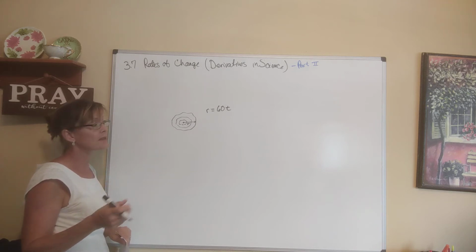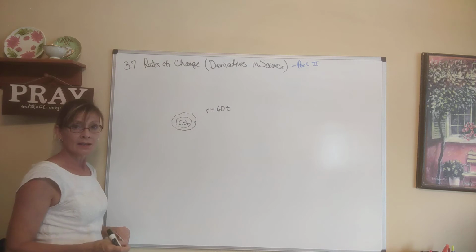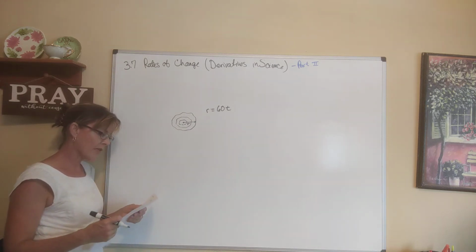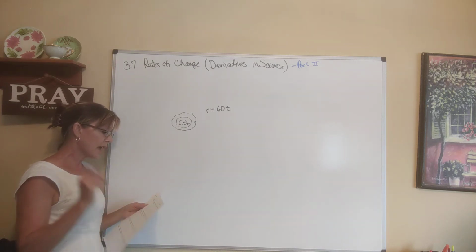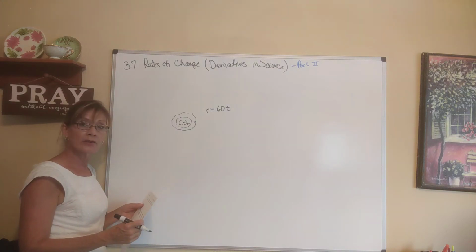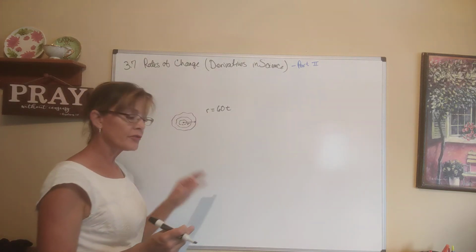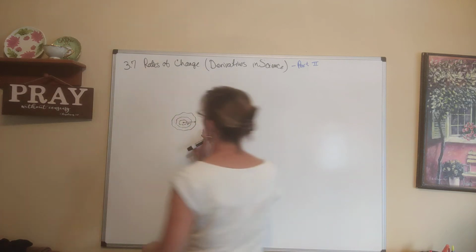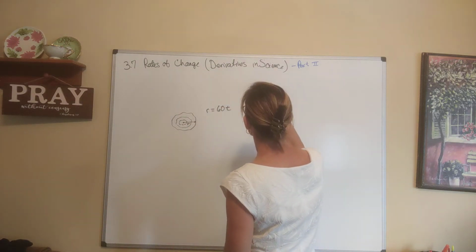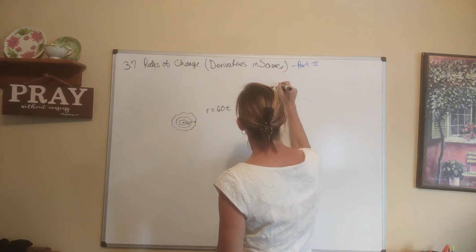After 2 seconds has passed, the radius is 120 centimeters. So that's how we can think about that. It says find the rate at which the area within the circle is increasing after 1, 3, and 5 seconds. So we need to know the area formula for a circle is pi r squared.